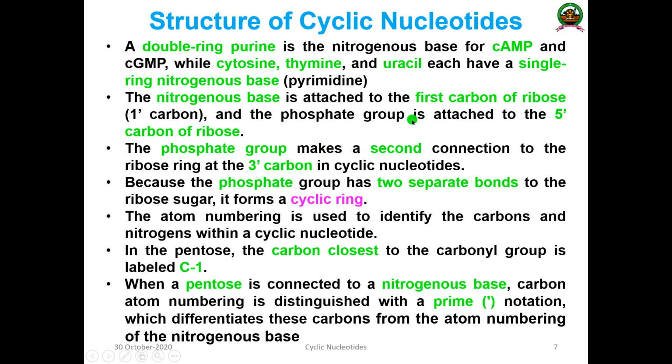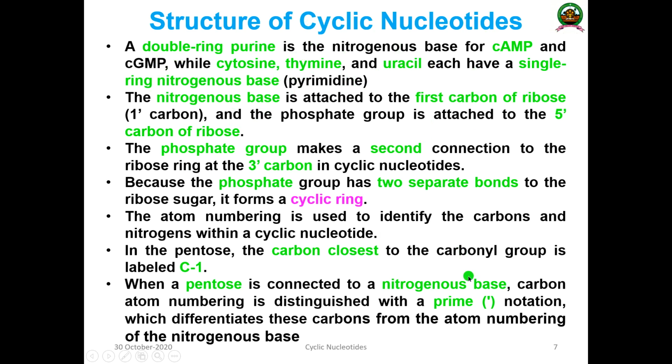So here, as I said, the nitrogenous bases are either purine or pyrimidine. Okay, so purine, you know, has a double ring. One is a pyrimidine ring, another one is an imidazole ring. This double ringed purine is the nitrogenous base for cyclic AMP and cyclic GMP, but cytosine, thymine and uracil each have only pyrimidine residues. Only one single nitrogenous base ring, that is the pyrimidine.